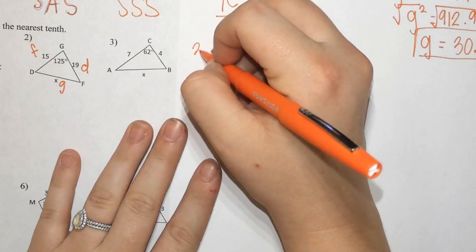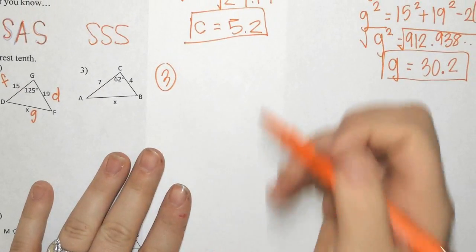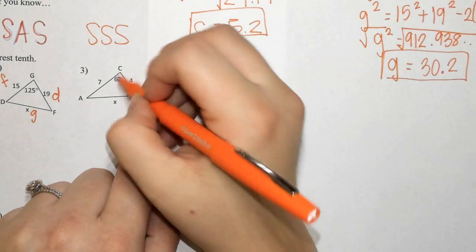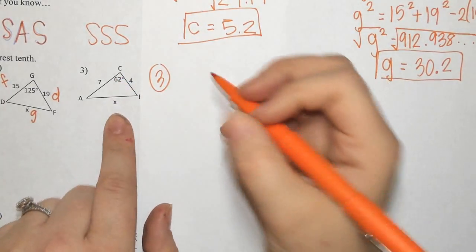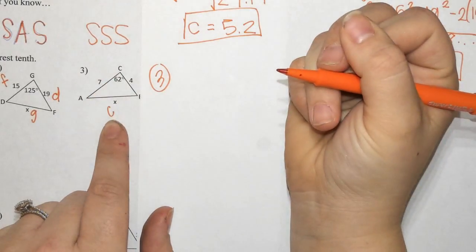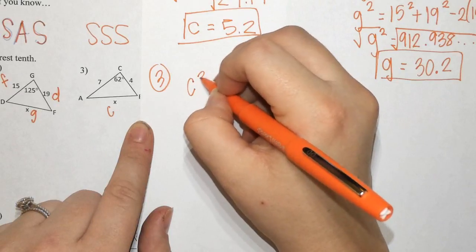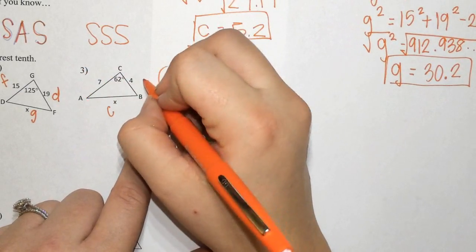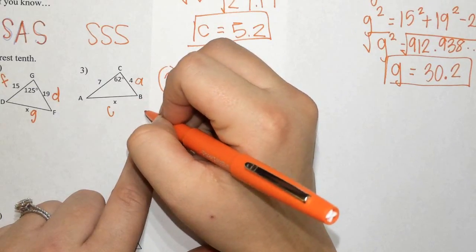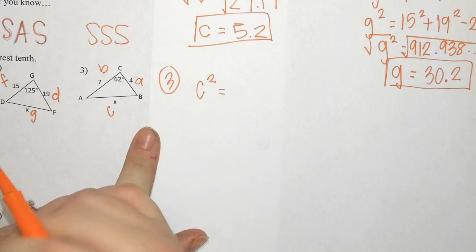Alright, number 3. Here we go. What side am I finding? C. I'm finding side C. So guess what has to go first? C squared. What is 4, A or B? A. And 7 is? B. Do the order of A and B matter? No.